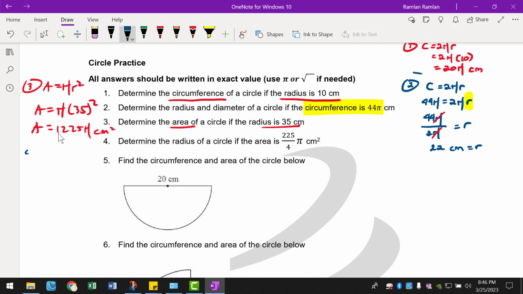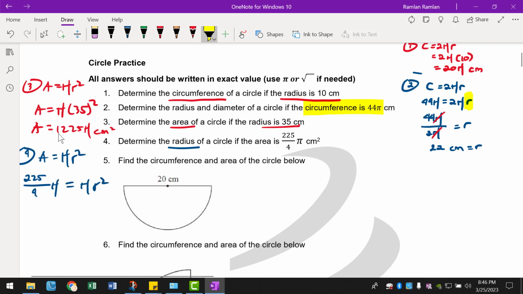Okay, number four, determine the radius of a circle if the area is 225 over 4 pi centimeter square. So again, you're going to connect the radius and the area. Because the one that's given is the area, write down the formula of area. It'll be pi r squared. And then write down anything that you know from the question, which is this one over here. That is the area. So write that down exactly below this a, because that is the area. So it'll be 225 over 4 pi equals pi r squared.